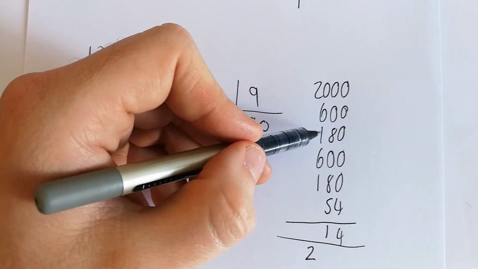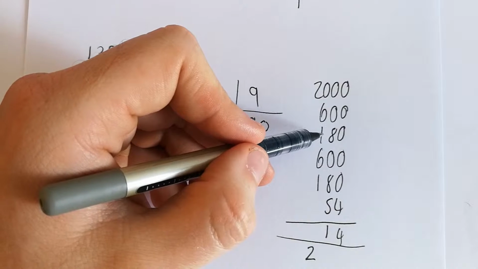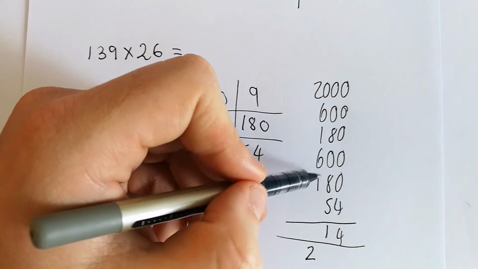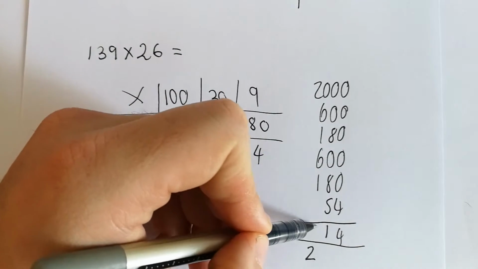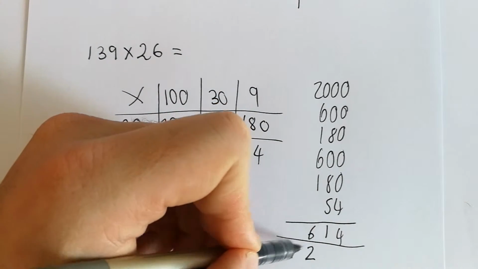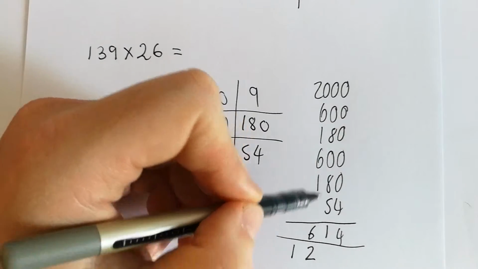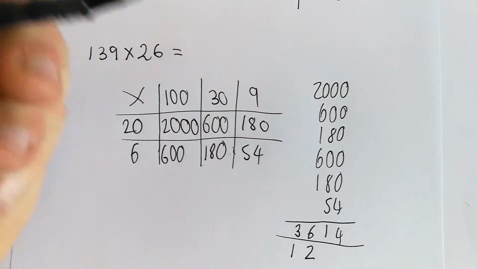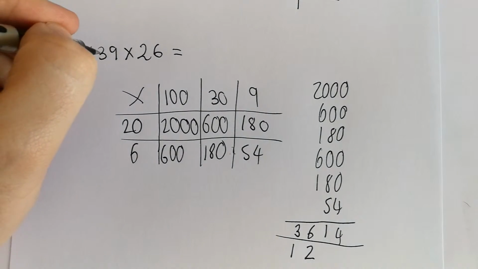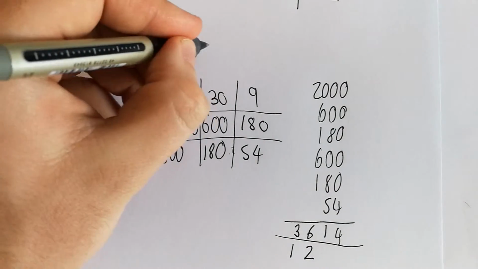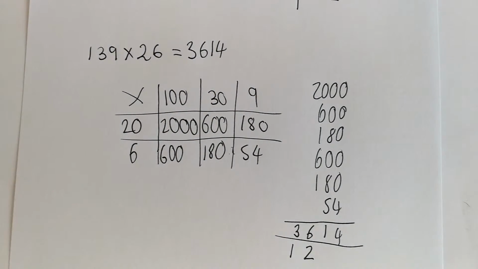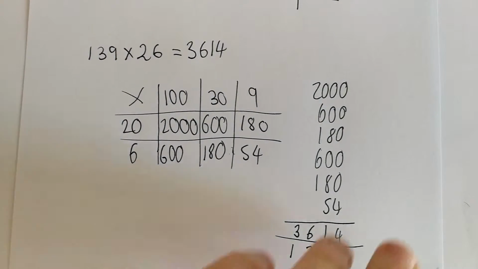Then you've got 6 plus 1 is 7. Plus another 6 is 13. Plus the 1 is 14. Plus our 2 is 16. So you can put 1 and a 6 like that. We then just get the 2 plus our 1 is a 3. So our answer to 139 times 26 is 3,614. So those two are examples of multiplication.